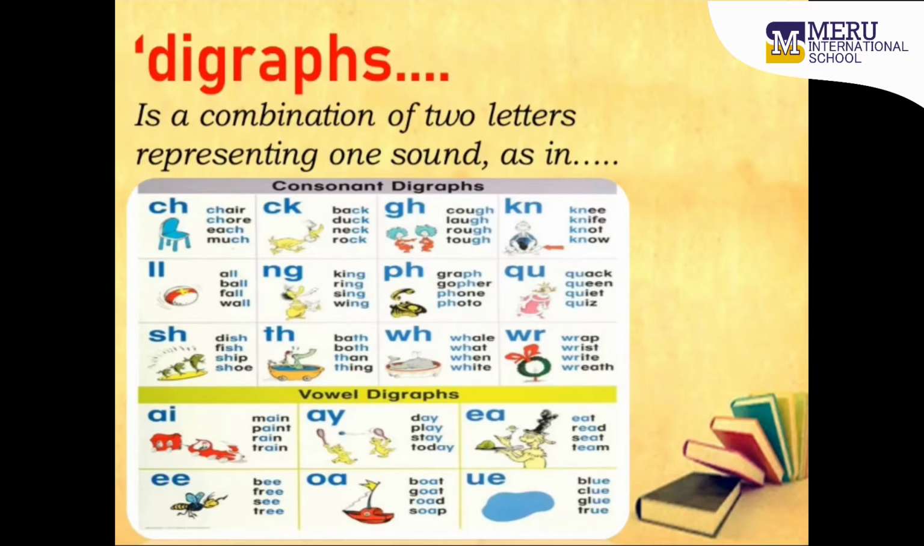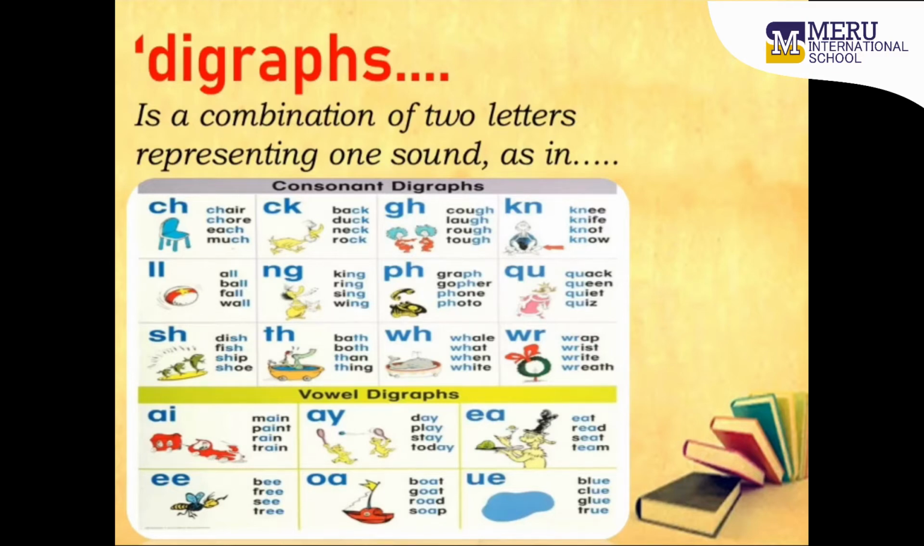Knee, where you can see that K is not giving its sound and is silent. ll, as in ball, all. ng, as in king. P and H are giving a new sound f, as in graph, photo. You can also see Q and U together give a sound of qu, quack, queen. Similarly, you can see sh, th, v, br.